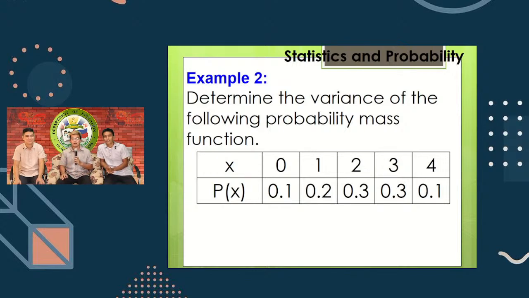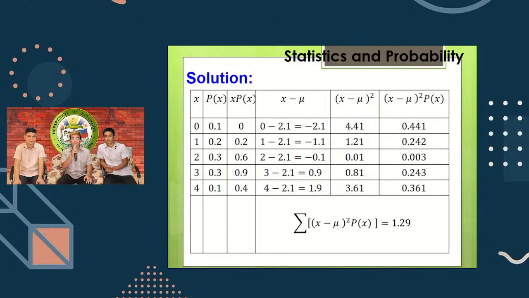So we have our x: 0, 1, 2, 3, and 4. And for its corresponding probability, we have 0.1, 0.2, 0.3, 0.3, and 0.1. Remember, students, that we are to follow the 4 steps in order for us to get the variance of the discrete random variable. So, first, let us make a table to be organized. We have in our first column the x, so 0, 1, 2, 3, and 4.